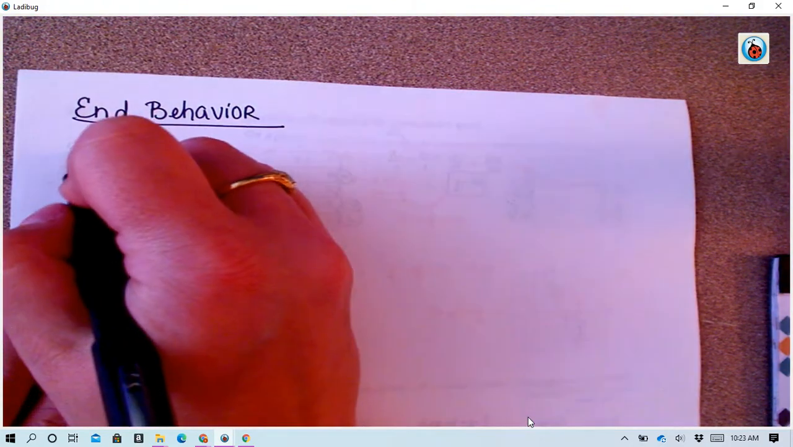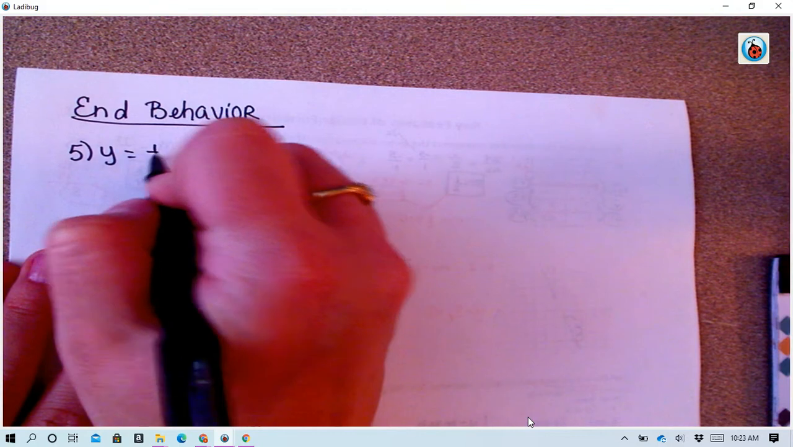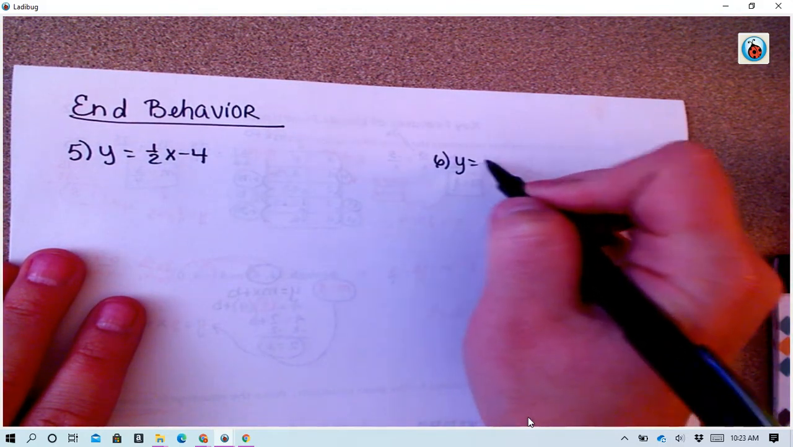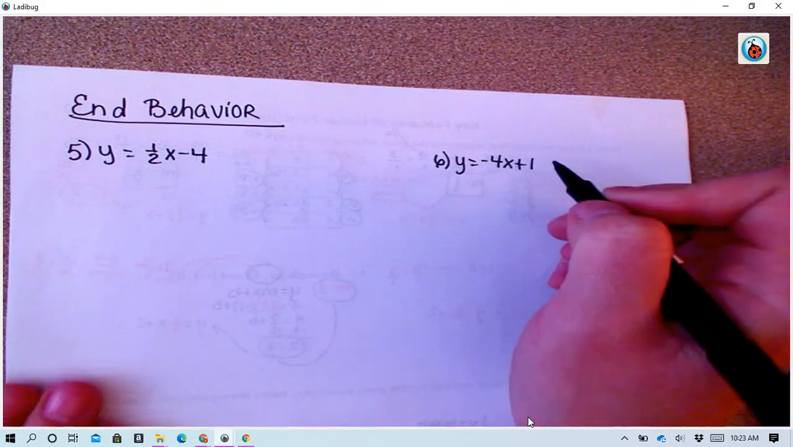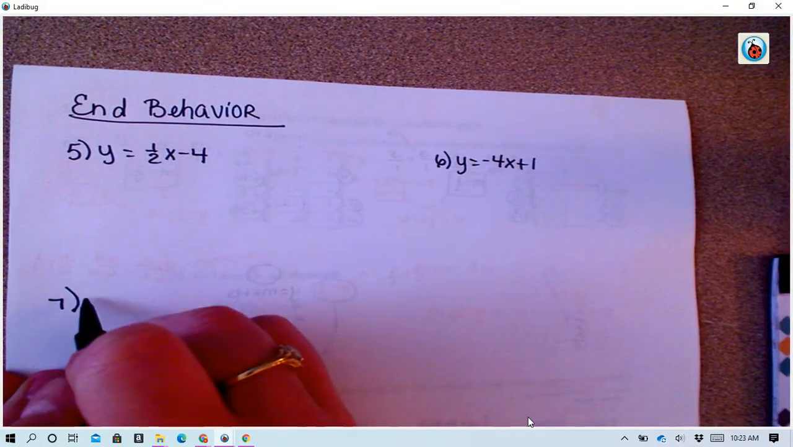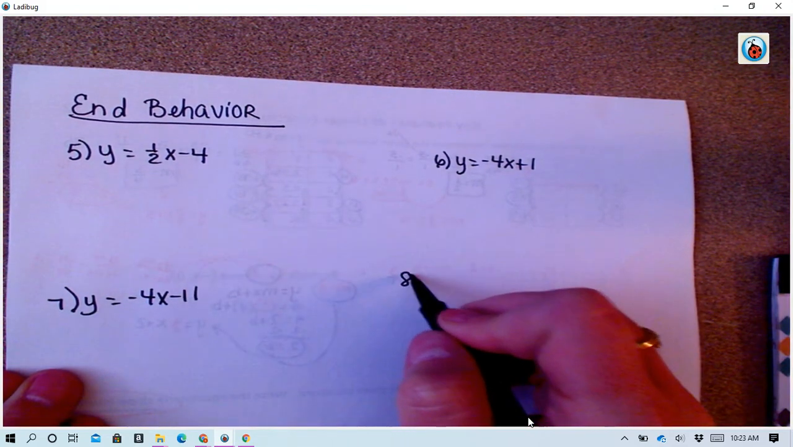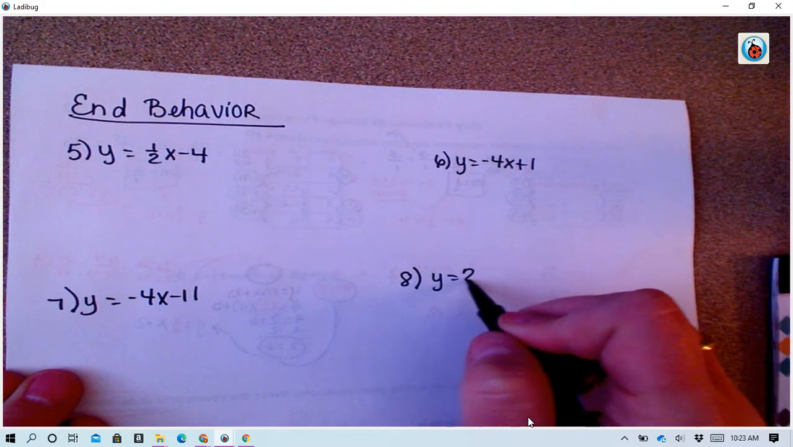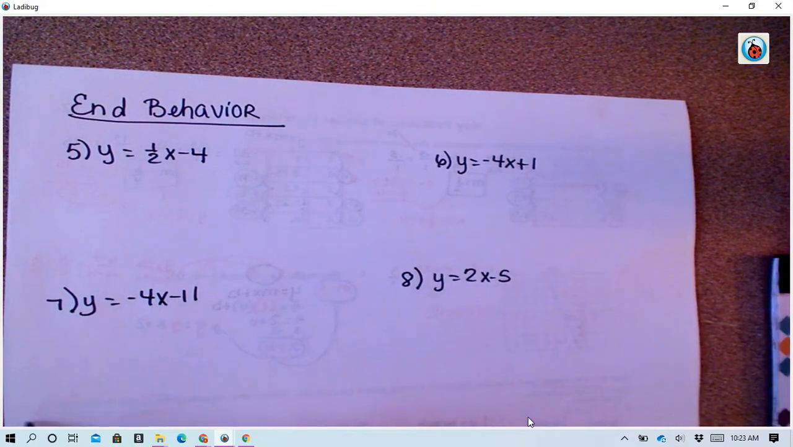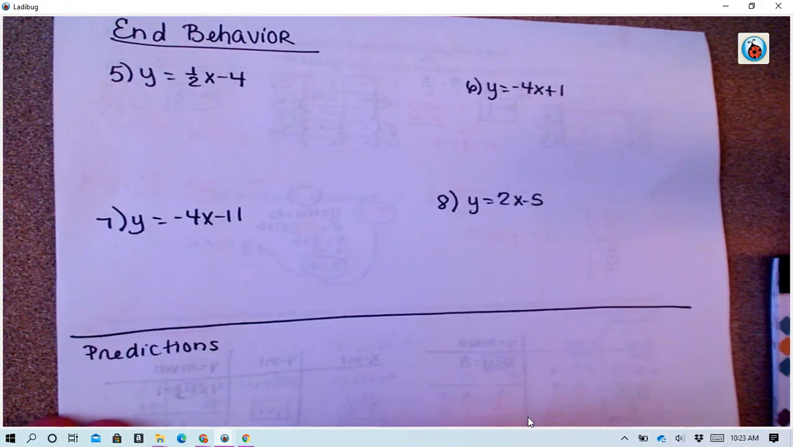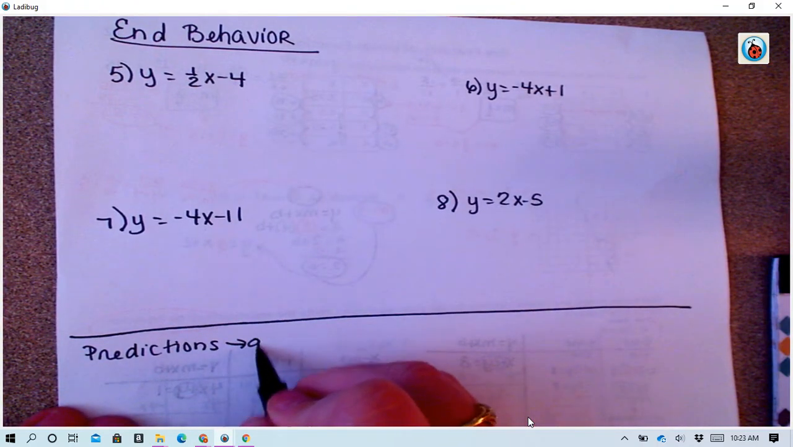And we're going to talk about the equation from number 5, the equation from number 6, the equation from number 7, the equation from number 8, and then we're going to kind of make some predictions, or generalizations.